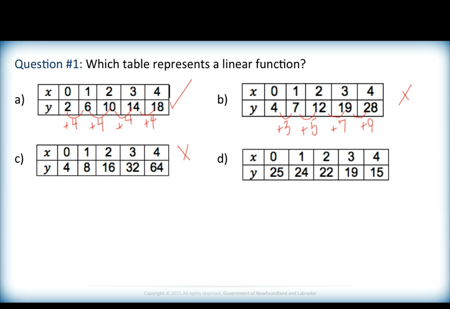25 and 24, we're looking at this one is going down. So it's first decreasing by negative 1, then it's decreasing by negative 2, then negative 3, and then decreasing by negative 4. So that would not be a linear function. So the only option here that has a constant increase would be A.